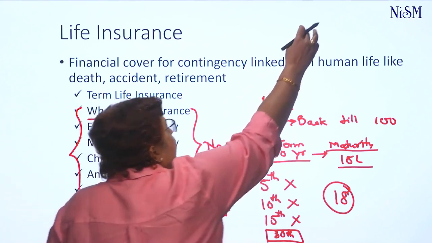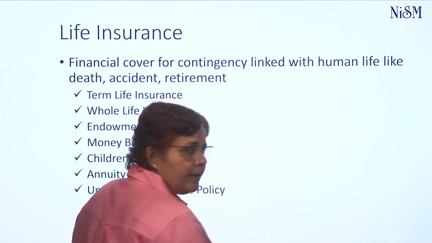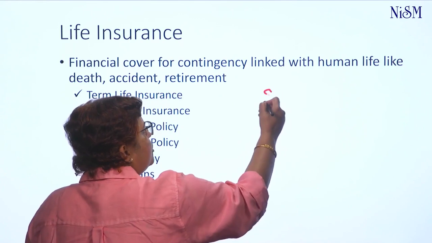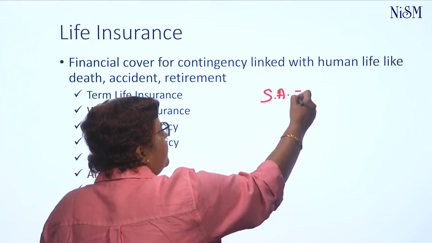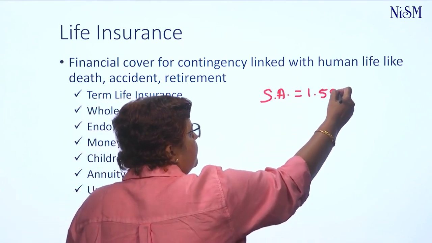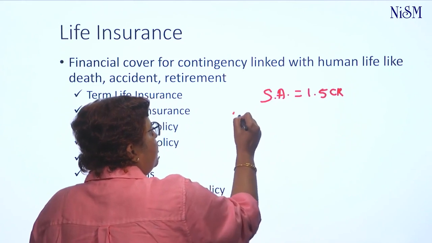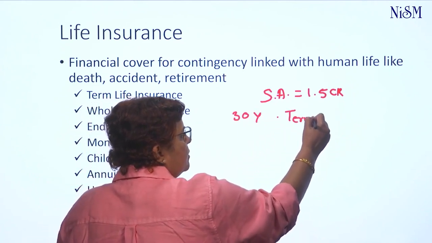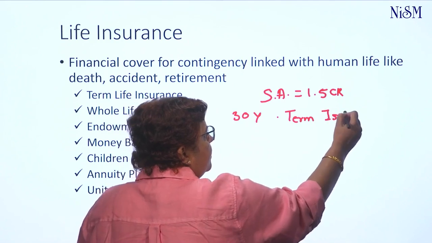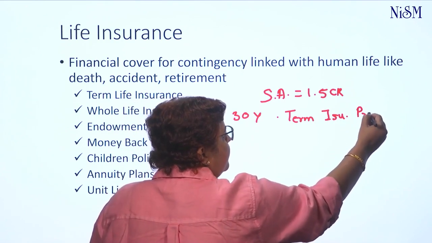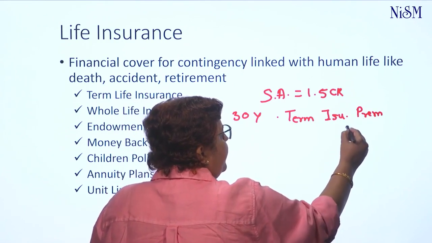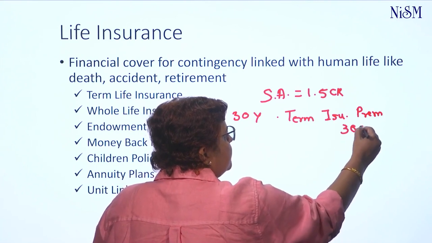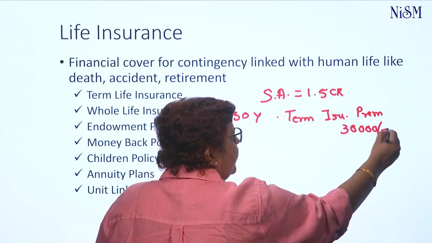So, I will just give you a very simple comparison. If I want a sum assured, a cover of 1.5 crores, for a 30-year-old person, and I take a term insurance, my premium may be around say 30,000 rupees per annum.